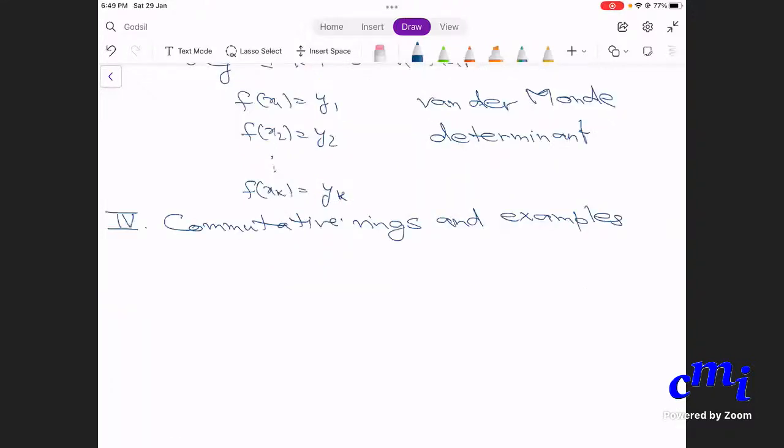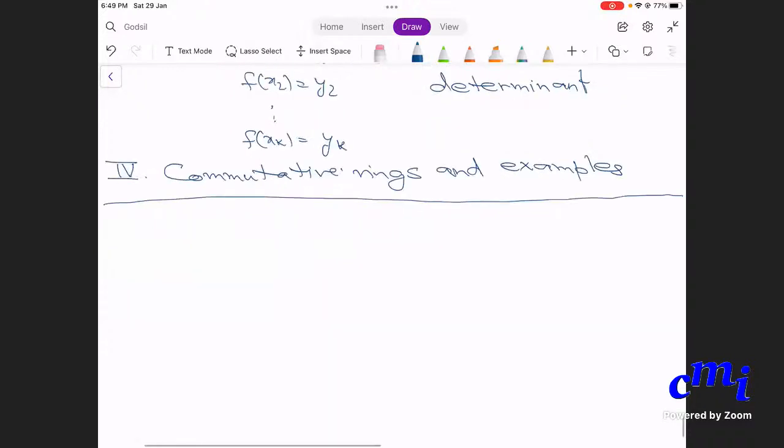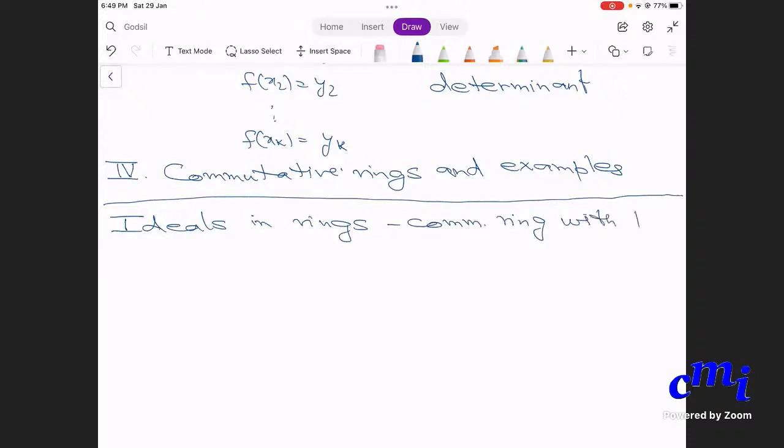So let's proceed from there. The next topic I want to deal with is ideals. So, ideals and rings. From now on, whenever I talk about rings, I will always mean a commutative ring with identity, a commutative ring with 1. Even if I don't say that, when I say ring, this is what I mean.